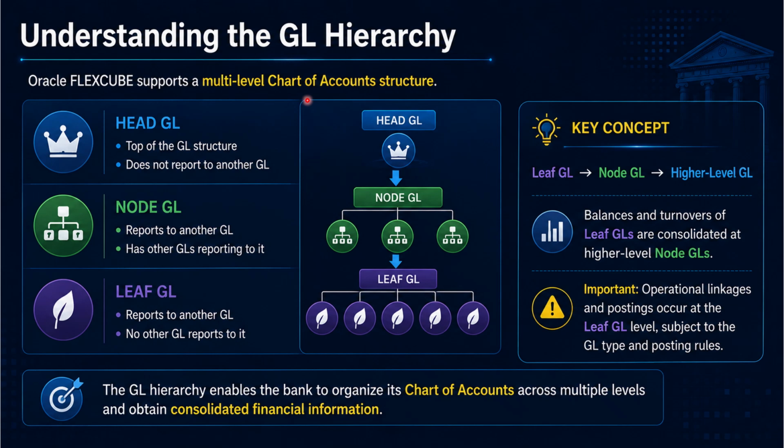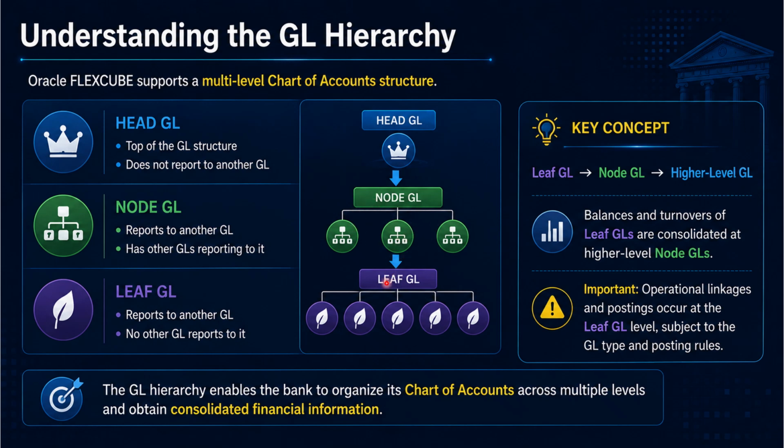Now let's understand one of the most important concepts in the FLEXCUBE general ledger, the GL hierarchy. Oracle FLEXCUBE supports a multi-level chart of account structure consisting of head, node, and leaf GLs. The head GL is at the top of a GL stream and does not report to another GL. A node GL reports to another GL and also has other GLs reporting to it. Therefore, it acts as an intermediate consolidation level within the hierarchy.